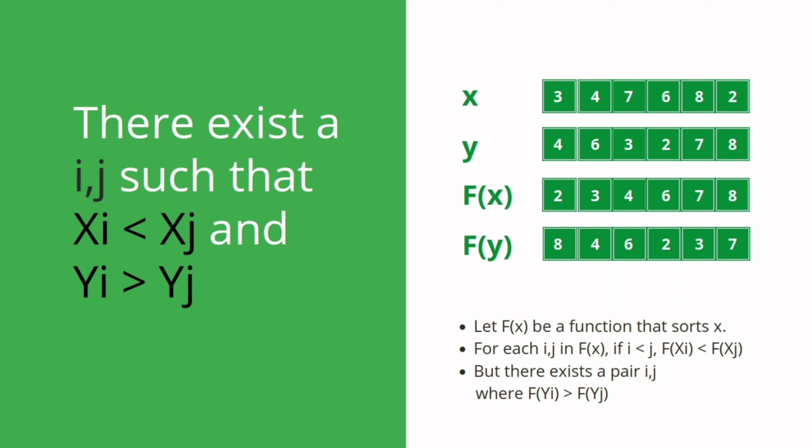Also notice that there exists an i, j where f of y of i has become greater than f of y of j. For example, in f of y, if you take i equal to 1 and j equal to 2, then f of y of 1 is 8, which is definitely greater than f of y of 2, which is 4. Hence, our claim is proved here. Now, let's see the proof for the distinct leaves claim.